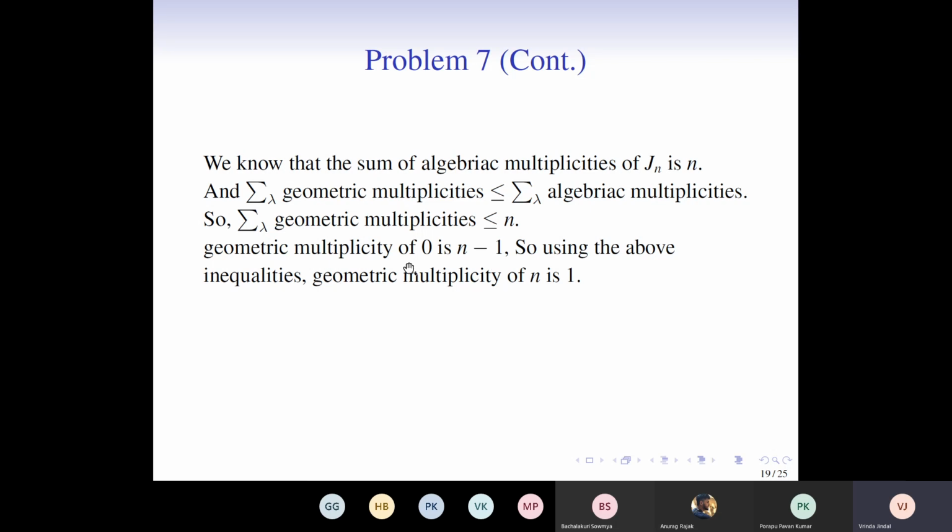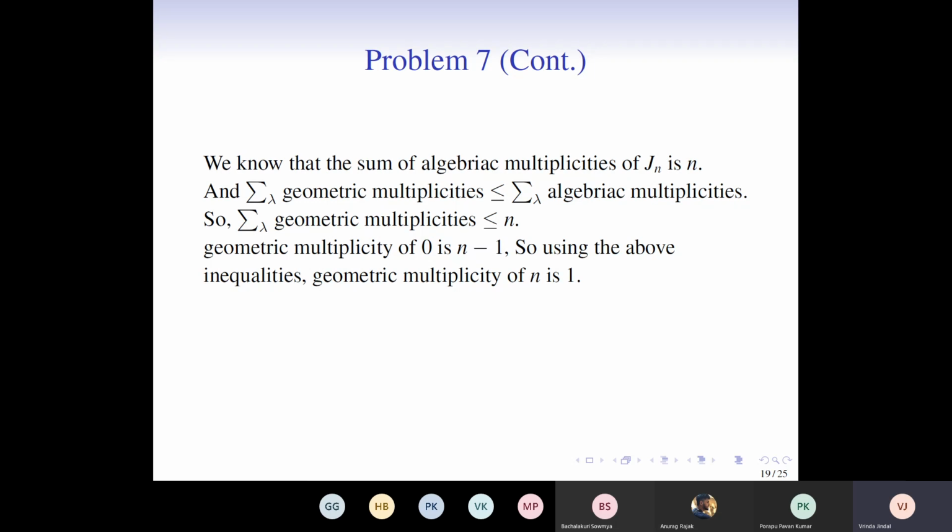In the last slide, we have proved that the geometric multiplicity of 0 was n minus 1. What is geometric multiplicity? Geometric multiplicity is the dimension of the eigenspace corresponding to that eigenvalue. So for eigenvalue 0, we had proved that the eigenspace is n minus 1 dimensional. So using the above inequality, the geometric multiplicity for the other eigenvalue n, that we have proved in the first slide of this problem, should be less than or equal to 1.